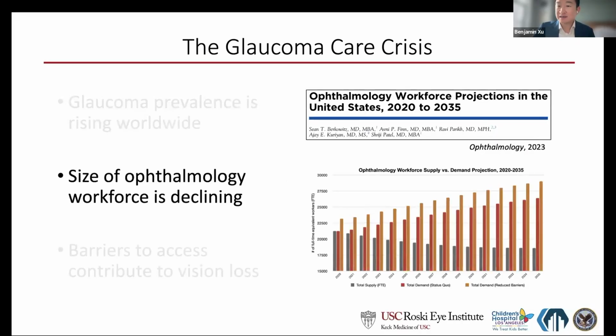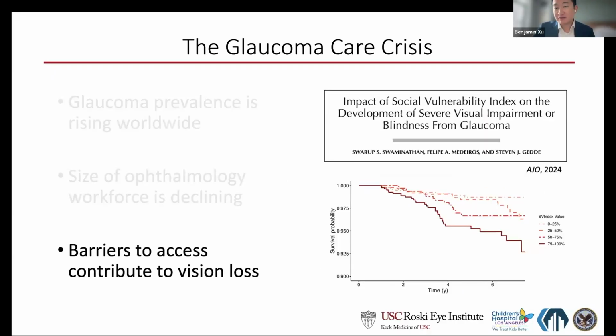Within the United States, the size of the ophthalmology workforce is actually declining due to physician burnout and early retirement, and this is creating a tremendous gap between the demand for eye care and the supply of ophthalmologists. And it's well known in the field of ophthalmology that barriers to access and delayed treatment contribute to vision loss, which ends up being costly both to the patient and the health system.